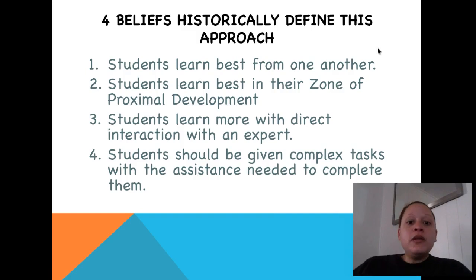There are 4 beliefs historically that define this approach. One is that students learn best from one another. Students learn best in their zone of proximal development. Students learn more with direct interaction with an expert, and students should be given complex tasks with the assistance needed to complete them.